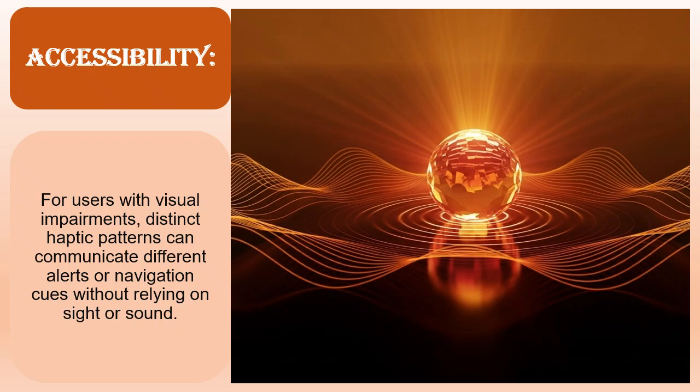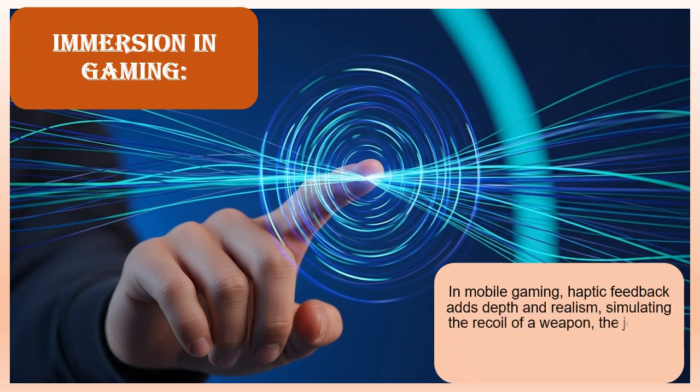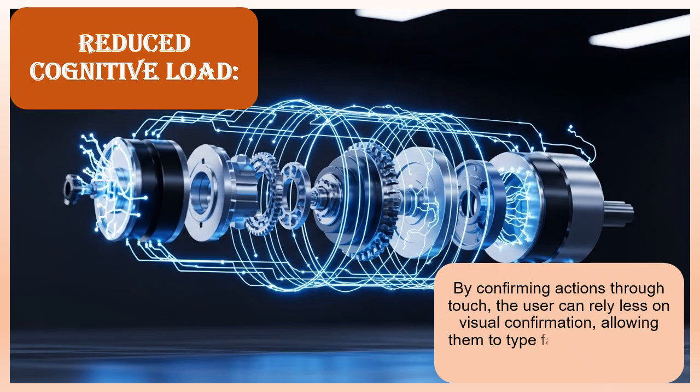Immersion in gaming. In mobile gaming, haptic feedback adds depth and realism, simulating the recoil of a weapon, the jolt of a collision, or the subtle texture of a virtual surface. Reduced cognitive load. By confirming actions through touch, the user can rely less on visual confirmation, allowing them to type faster and interact more fluidly.